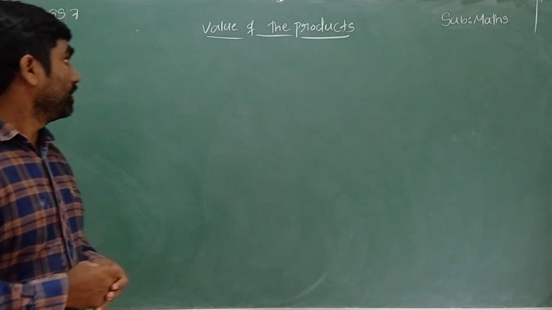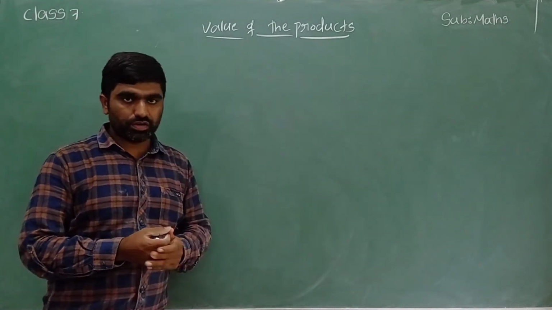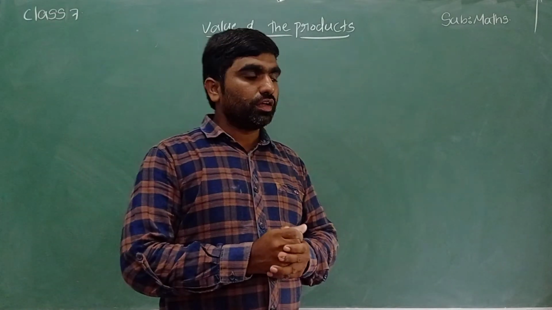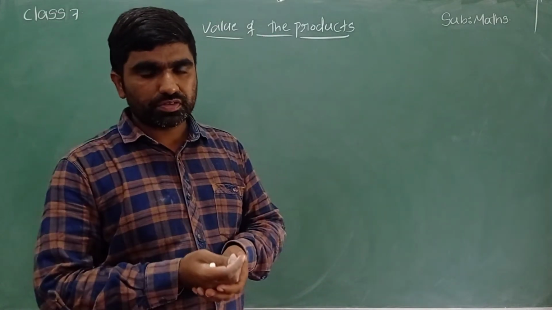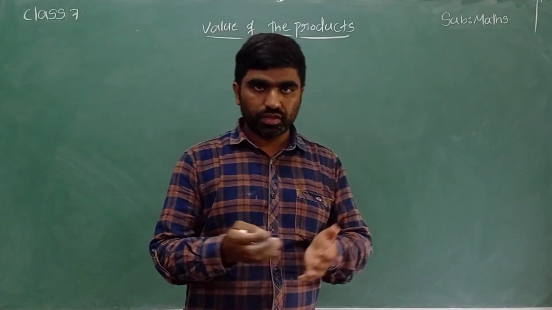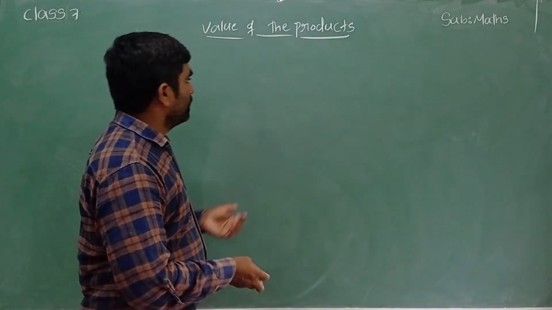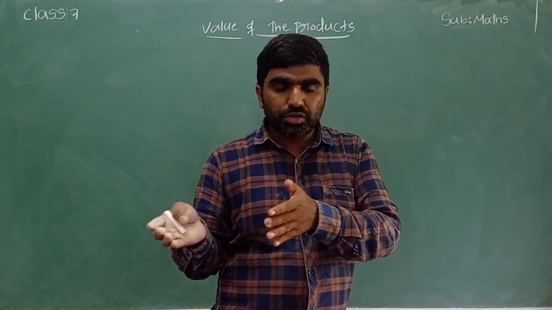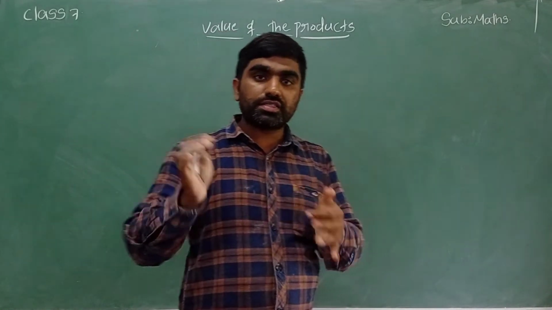Okay, children. Now we'll see the value of the product. What is meant by value of the product? Take any two whole numbers other than 0 and 1, multiply and see what the result is. I mean, how is the result? Is the result more than each number or less than each number?